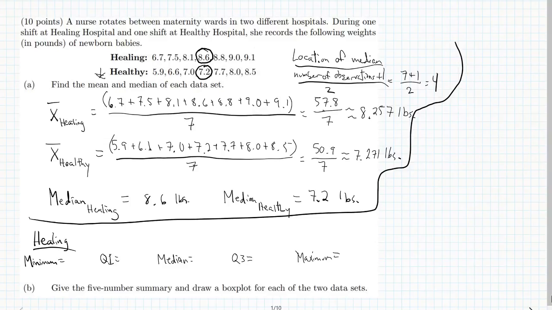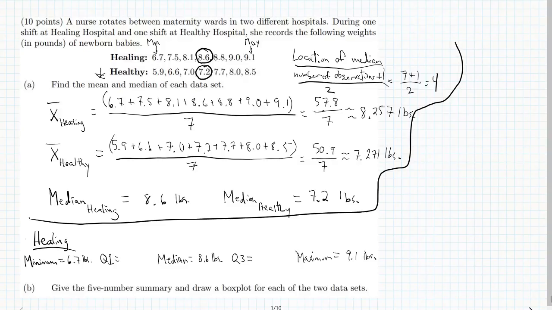Okay, from this, every time, if you have it in increasing order, the minimum and maximum should be your easiest. So if you look, the 6.7, that's going to be your min. The 9.1 will be your max. Okay, so the min and max, we're good to go there. Now the minimum we'll write down 6.7 pounds. The maximum we had 9.1 pounds. Okay, median we already had from the healing hospital. Just look up one step above, and we had 8.6 pounds. Remember, it's just the middle number.